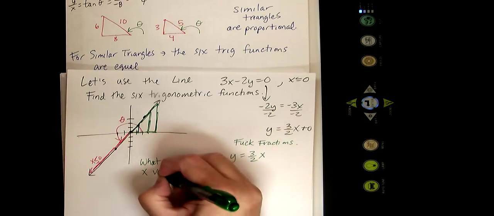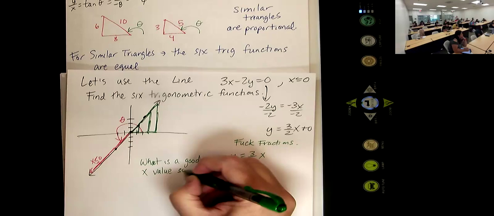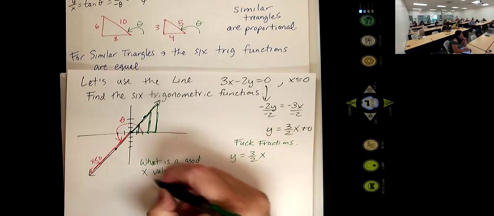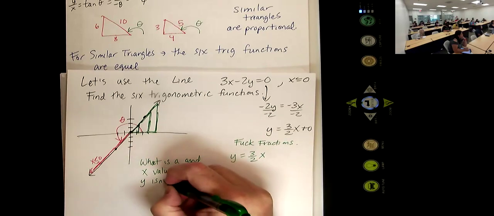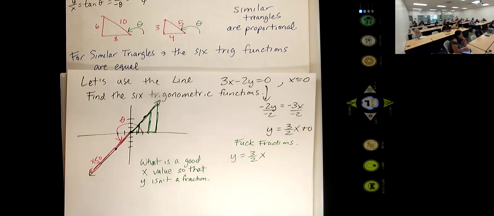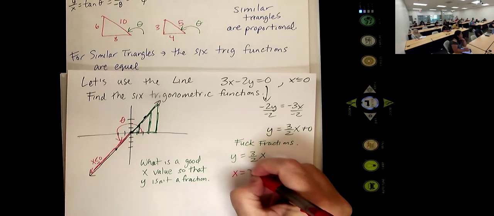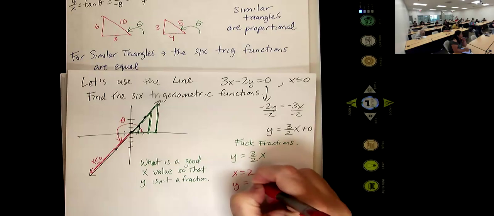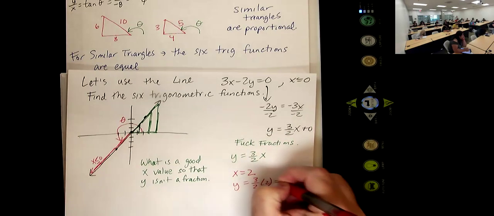1. So I guess it sounded like I was finished. So that y isn't a fraction. We just said no fractions. If we try 1, what do I have for y? I have 3/2. So I think I heard someone say 2. If I use x equals 2, y equals 3/2 times 2, which equals 3.